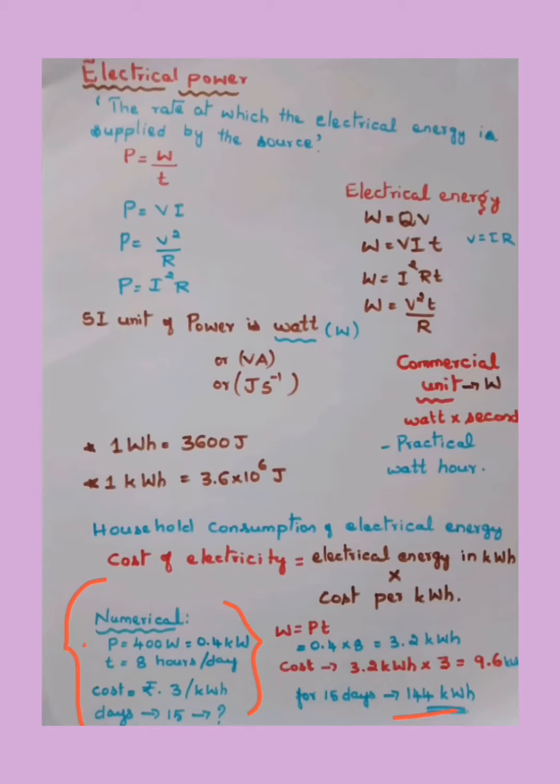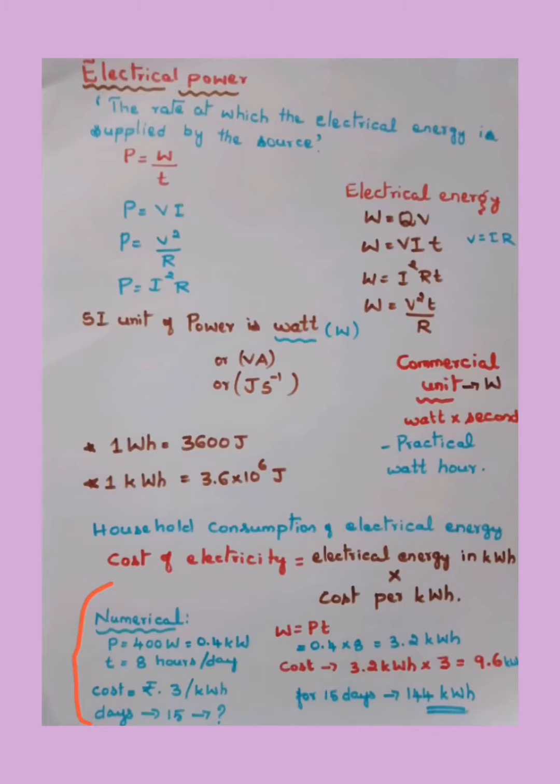What is all given? It was given as power is equal to 400 watt. You convert that into kilowatt, we get 0.4 kilowatt. Time is given as 8 hours per day, and the cost is given as rupees 3 per kilowatt hour. We have to calculate for power consumption of 15 days. Using all this data given, let's calculate.